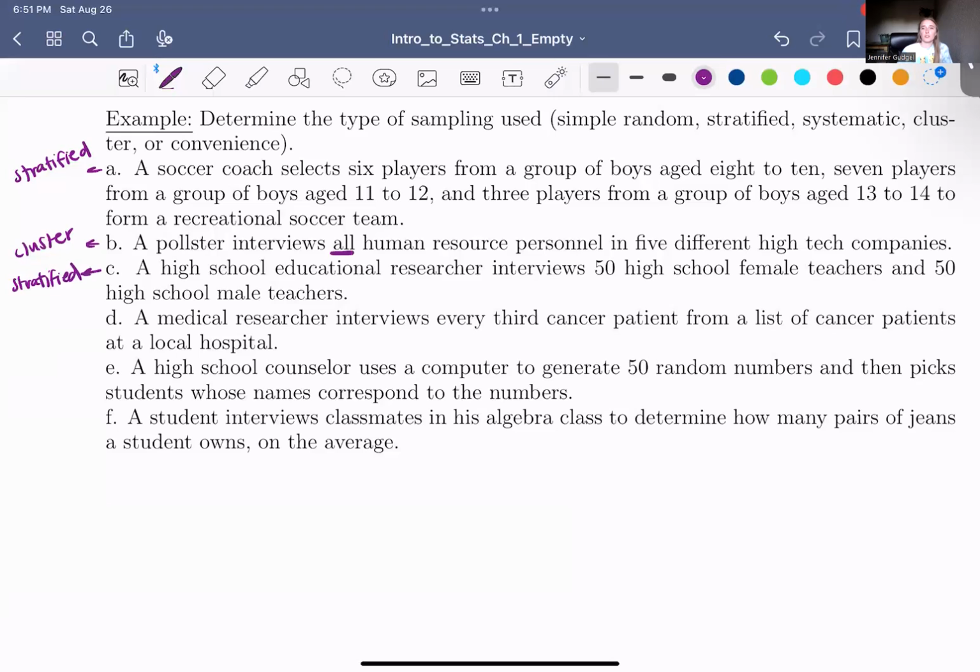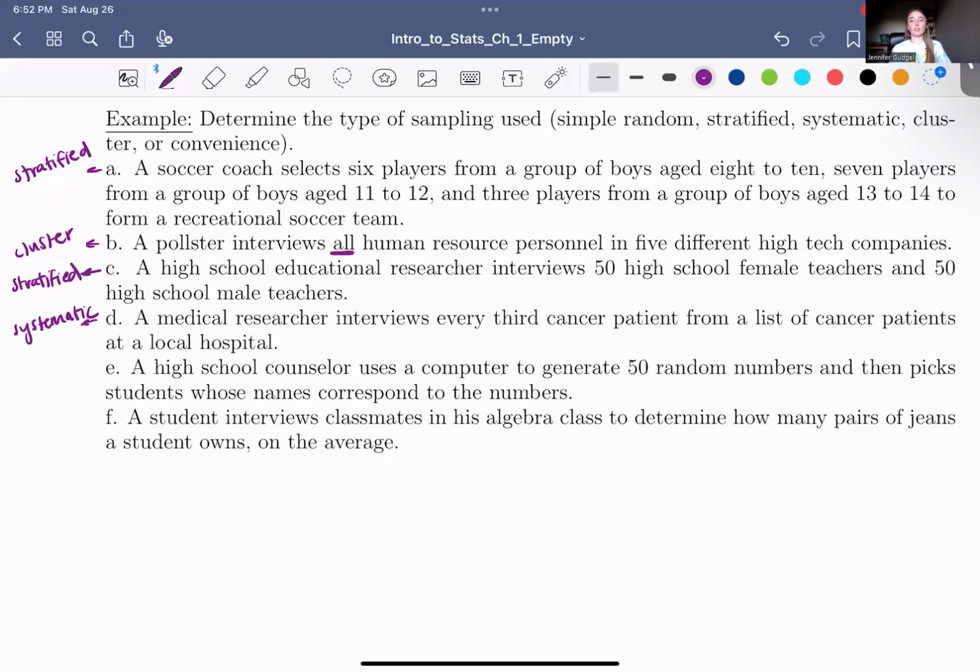A medical researcher interviews every 3rd cancer patient from a list of cancer patients at a local hospital. Every 3rd patient. Looking at the list, we pull one, 3 names later, we pull another, 3 names later, we pull another. This is systematic.